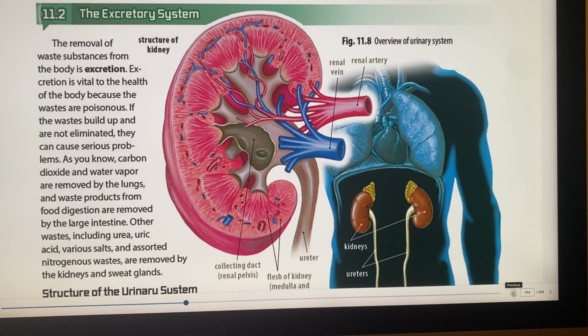But the main removal of waste from the body happens in our urinary system, and that's what we're going to be talking about, the urinary system. There are certain poisons, wastes are called poisons in our body, and one of these is urea, which is uric acid, and then of course we have salt and a lot of nitrogenous wastes too that are excreted in our urine. So how does this happen?